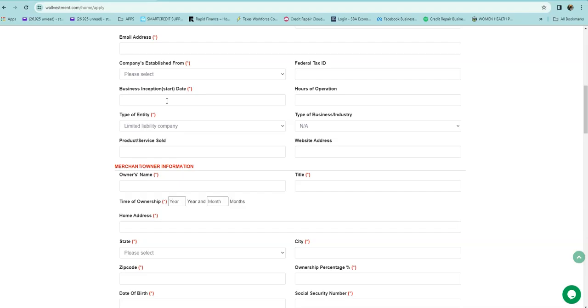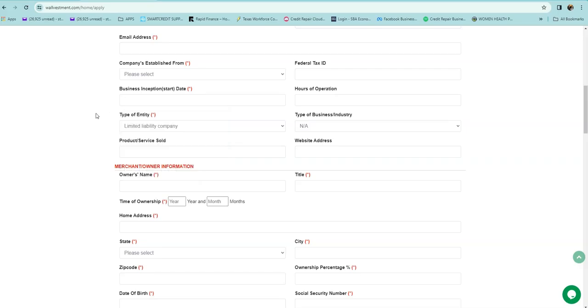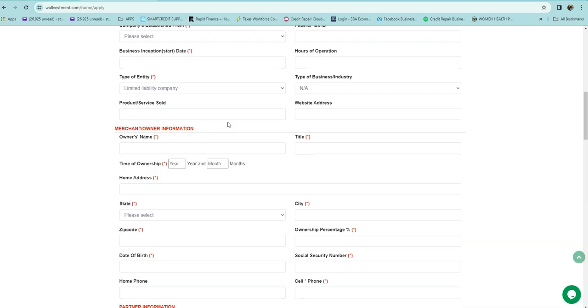Business inception date. Now, please note that these two dates are different. So you can apply for the company's name with the state in 2020, for example, but then you didn't open your store until 2021. So business inception date is when your store or your business is open. Okay, hours of operation, all that.